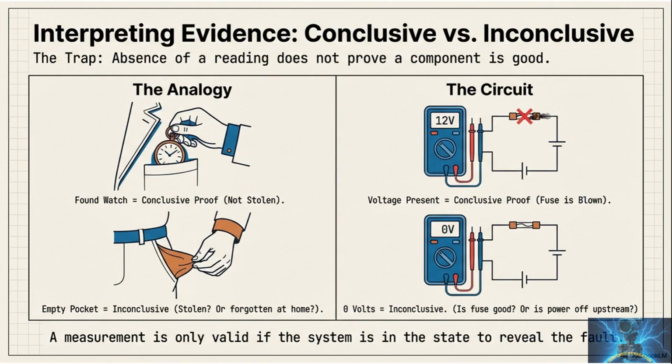A measurement is only meaningful if the system is in a state that would reveal the fault. So always ask, should this point be energized right now? And, is the circuit being commanded to operate?